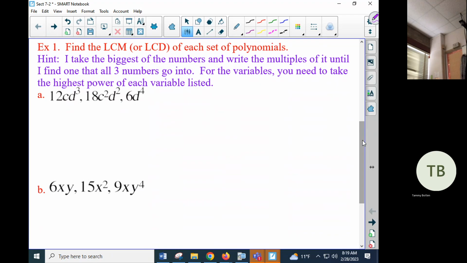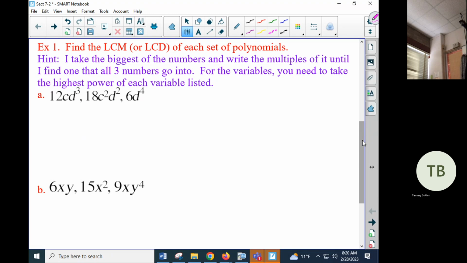So here's the first type of problem we're going to have today. It's going to give you 3 denominators, and we have to decide what is the least common multiple of each of those, okay? What I do first is start with my numbers and think, what do 12, 18, and 6 all go into? That's something that's hard to do just in your head.